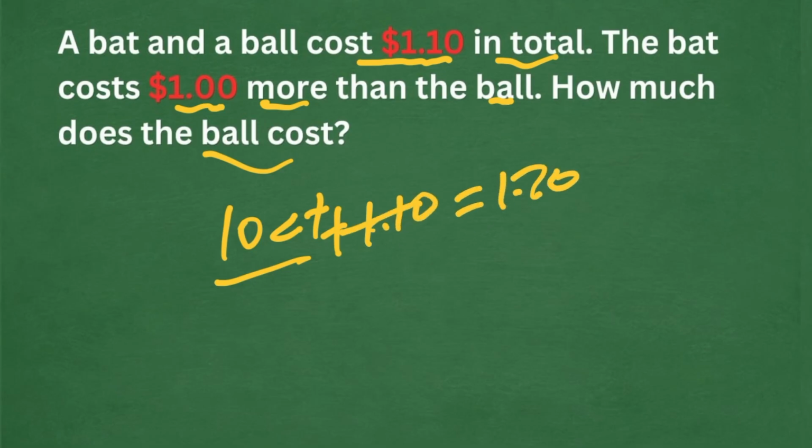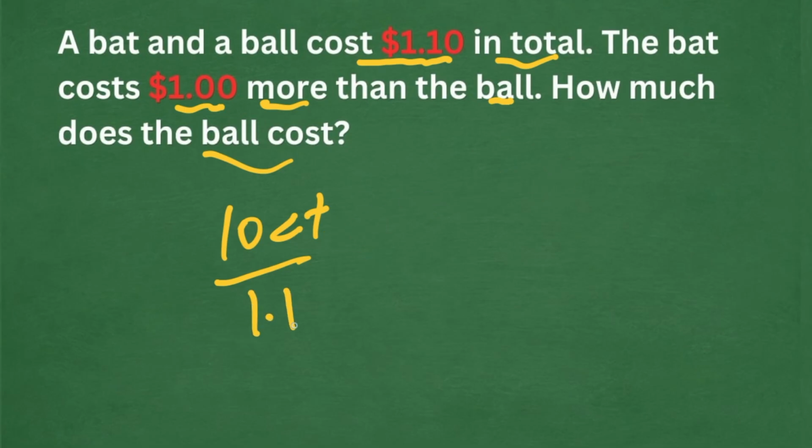So let me explain. If you say the ball costs 10 cents, the bat should cost $1.10, because the question clearly states that the bat costs $1 more than the ball. So is it easy now? It's kind of tricky, isn't it?